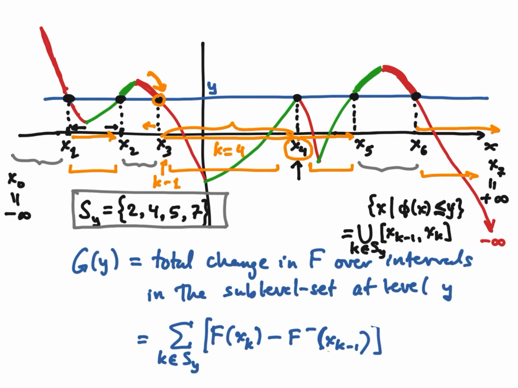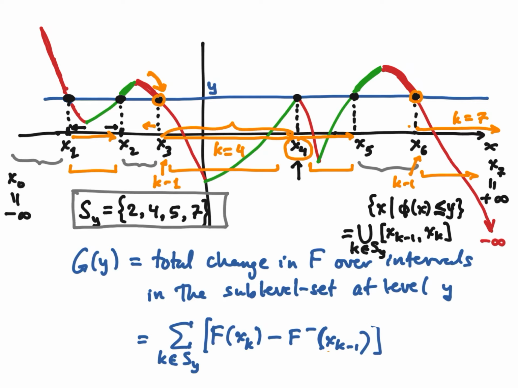Okay, if we look at another value in that set, it will be similar. For example, if you look at k equals 7, you take k minus 1, which is 6, and you'll see that that point is on a red piece. So if you go just to the left of that point, the function is above. So it's not in that sublevel set.